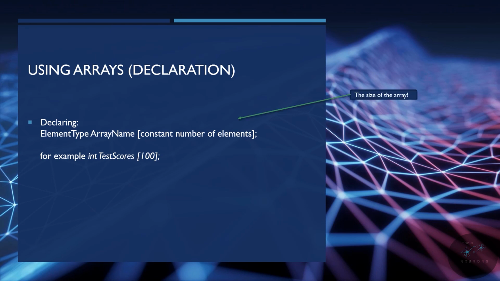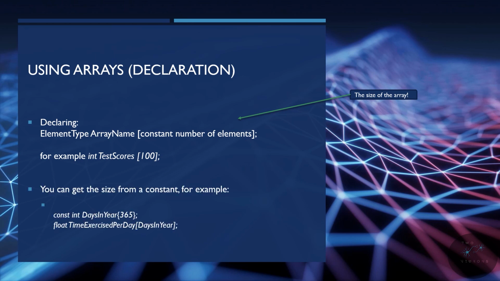So for example, if I had a class and I had 100 students in that class and they all took a test and I wanted to store that test score as an integer, I would say int test scores, square brackets, 100, and closing square brackets. You can also get the size of your array from another constant variable. So if I wanted to know how long someone exercised per day, instead of declaring the size as 365, I can have a constant integer called days in year that is declared and initialized as 365 and call that constant in my array for its size.